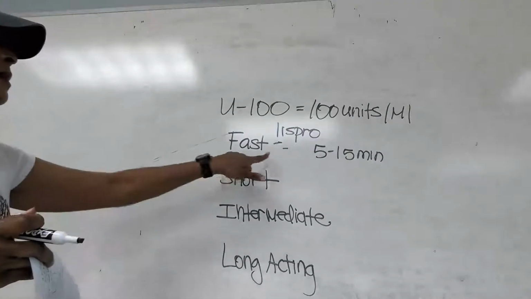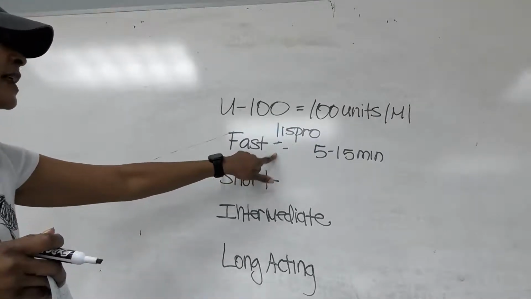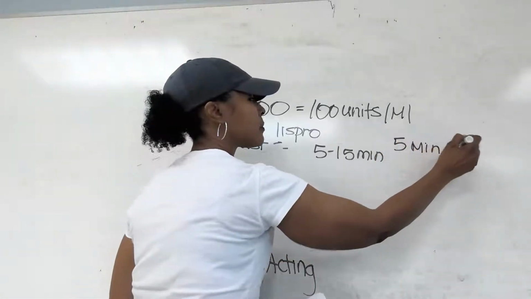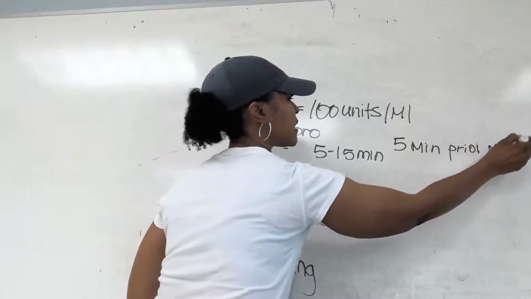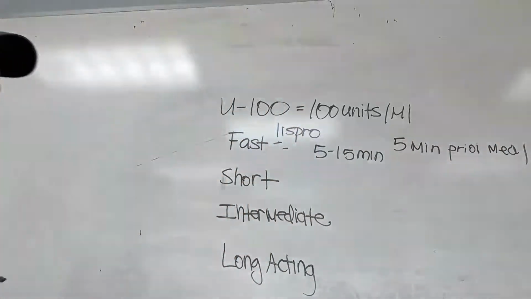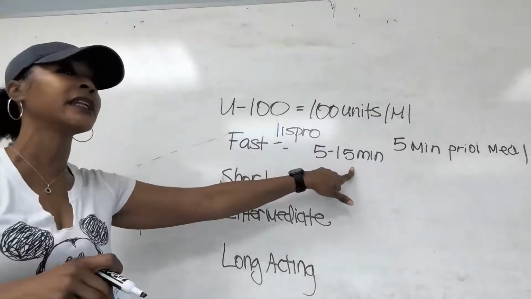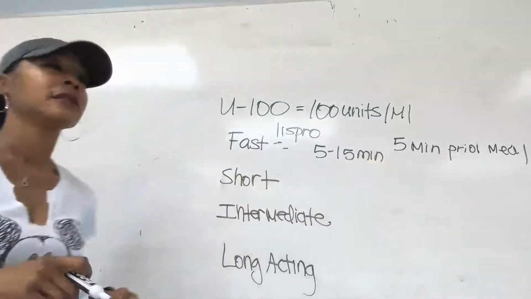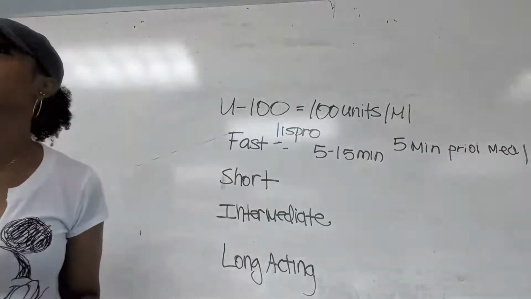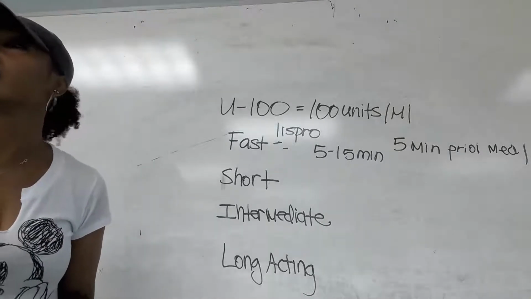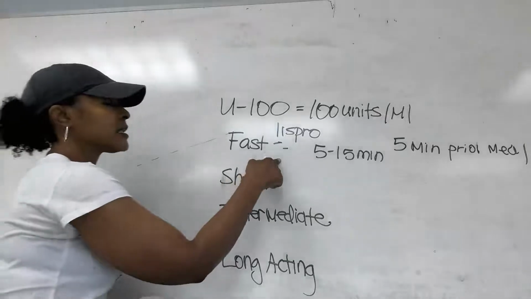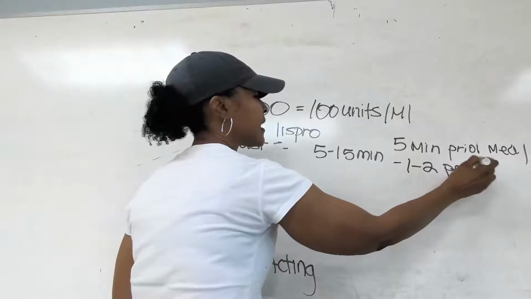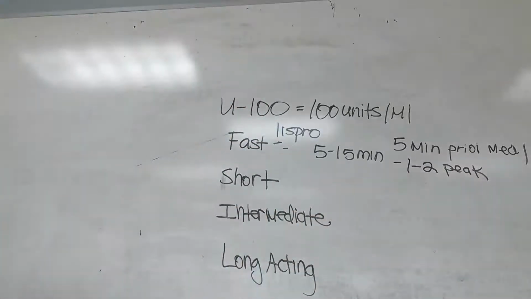This medicine can be administered 5 minutes before meals. It works within 5 to 15 minutes. We don't give insulin after they eat. If they're eating lunch now, you missed them. The peak time for this one is 1 to 2 hours, meaning the medicine hits its peak in 1 to 2 hours.